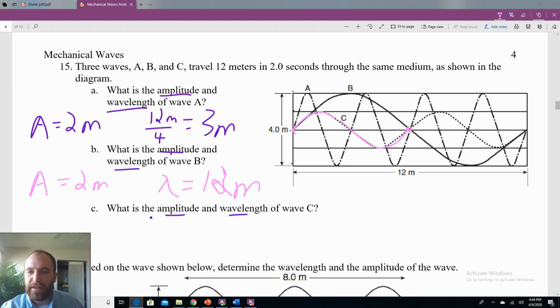Okay, that's wave C. And I only traced out one complete wave because it'll help us figure out how long one wave is. Alright, let's start with the amplitude. It definitely looks shorter than A, right? Because it doesn't go quite as high, it doesn't go quite as low. Again, amplitude is just from that middle to the top. I'm going to call that 1 meter.